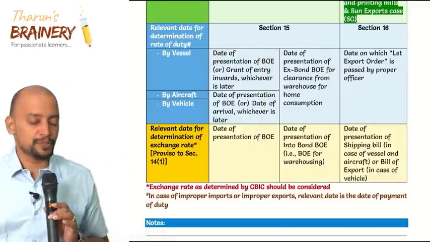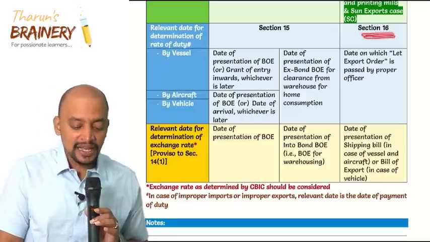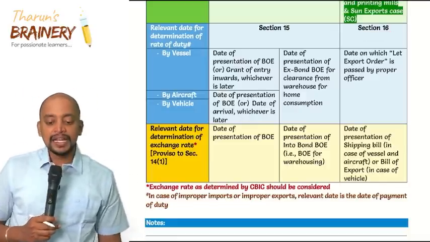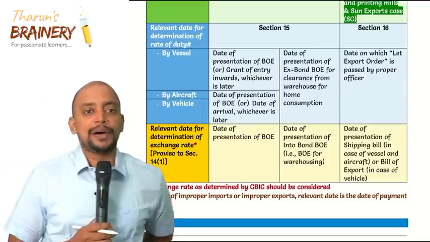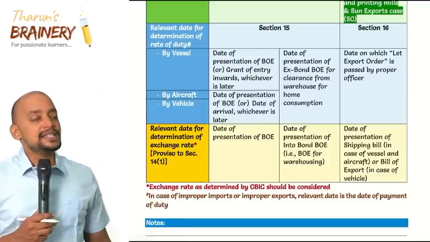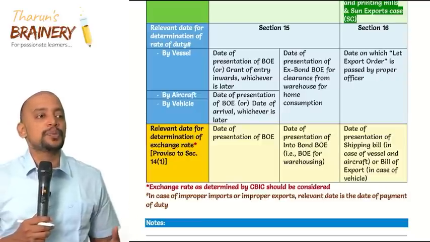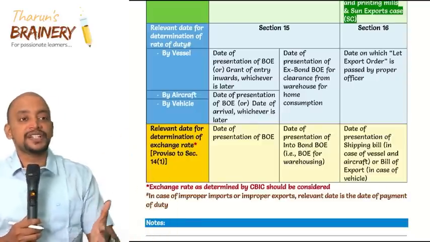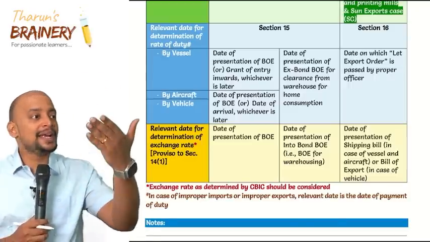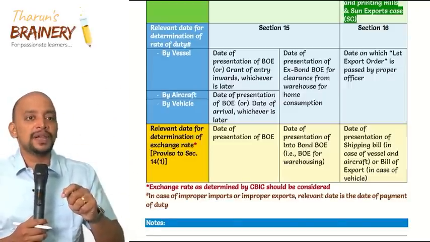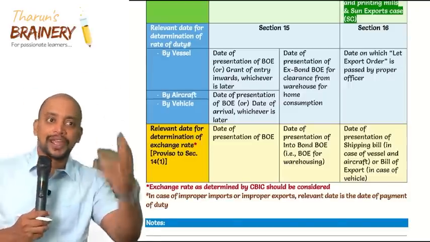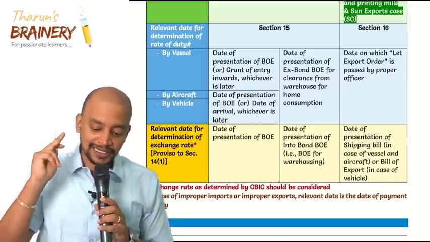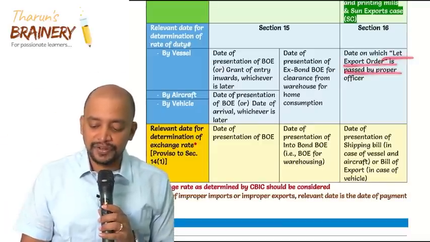Then in case of export, as per Section 16, what will be taken as the relevant date for determination of rate of duty? Date of let export order passed by the proper officer. As and when we take the goods to the proper officer for the purpose of export, the proper officer will verify the shipping bill and bill of export, and he will pass the let export order. Okay, the goods can now be exported. So that let export order date is relevant for the purpose of rate of duty.